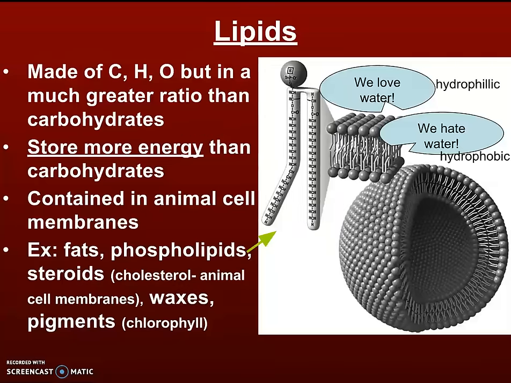So if we break that word down, we have phospho, which means for the phosphate group that's on the head of the lipid, and then lipid, because they are lipids. Phospholipids make up animal cell membranes, and their composition is they have a head here that has a phosphate, and then two fatty acid tails. And so let's talk about the head and two tails of a phospholipid.